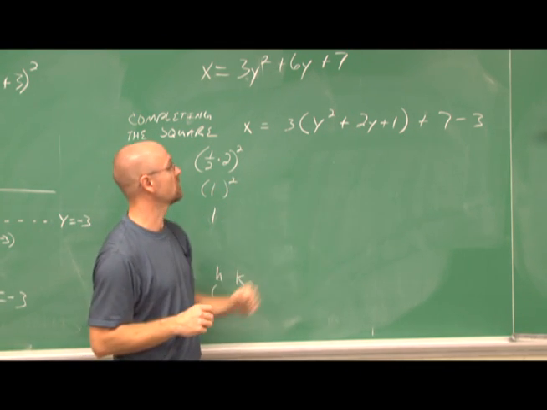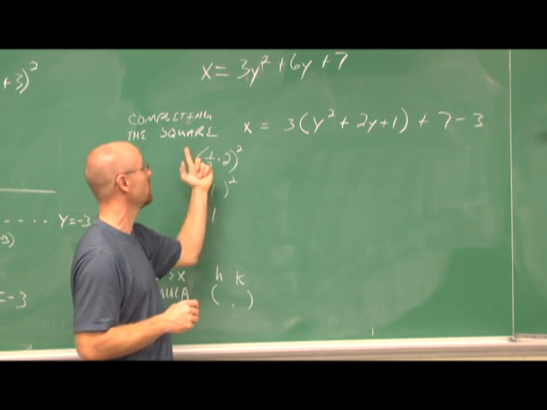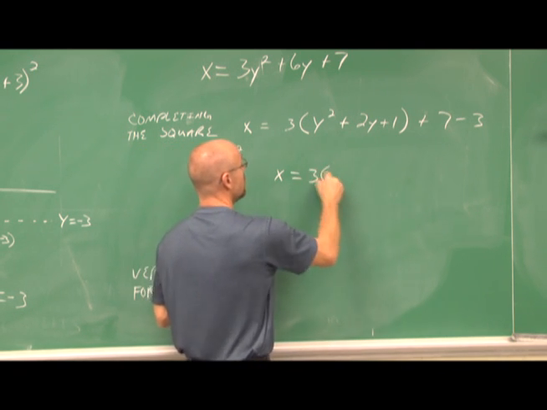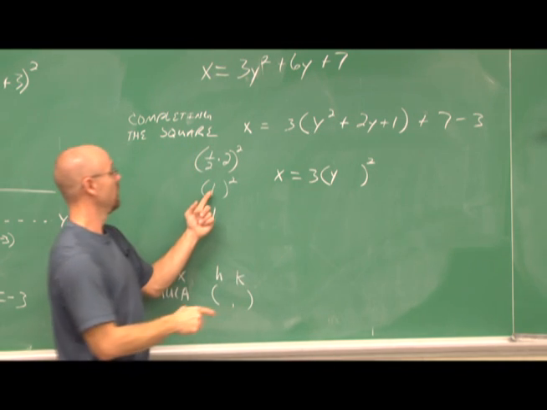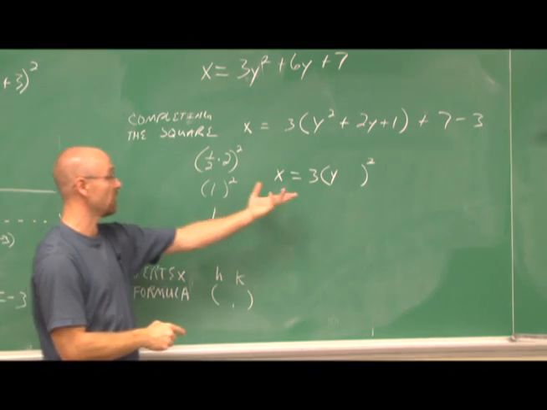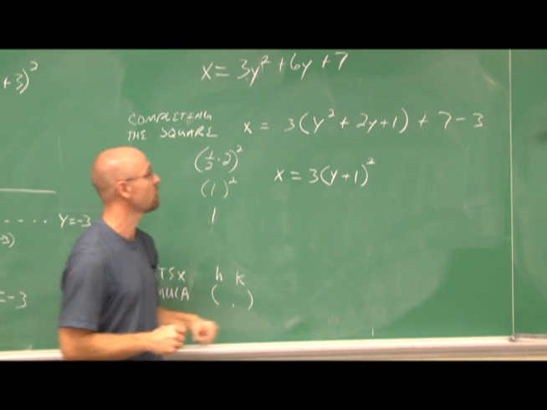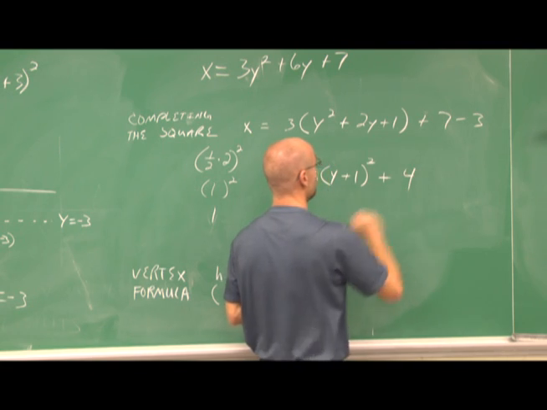Now I can do a little bit of simplifying because I did make this a perfect square, hence the term completing the square. And I'm just going to rewrite it. x equals 3 times this perfect square, which is going to be y, and the quantity in here before I square it is what it always factors to. So that's why I like to show these steps. And then 7 minus 3 is 4.